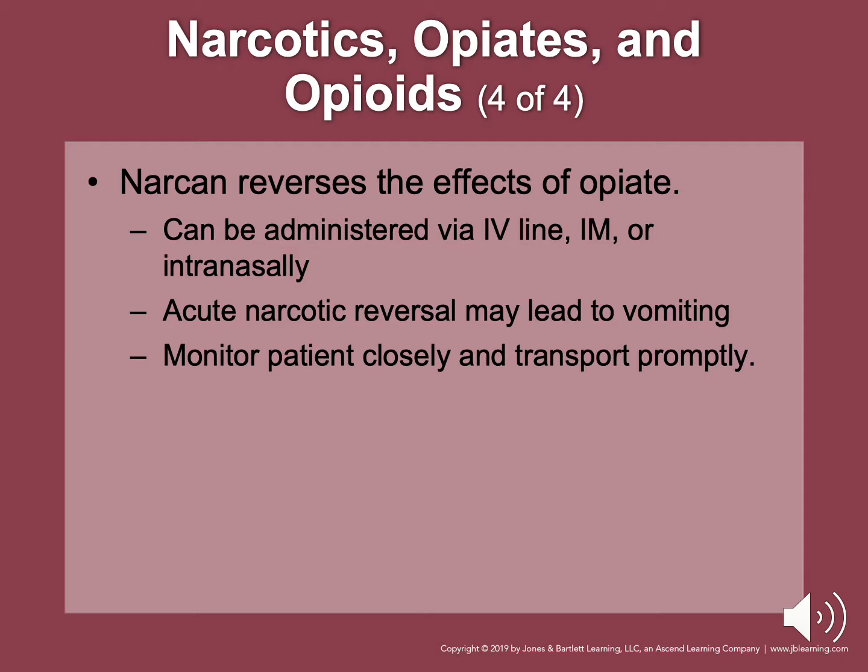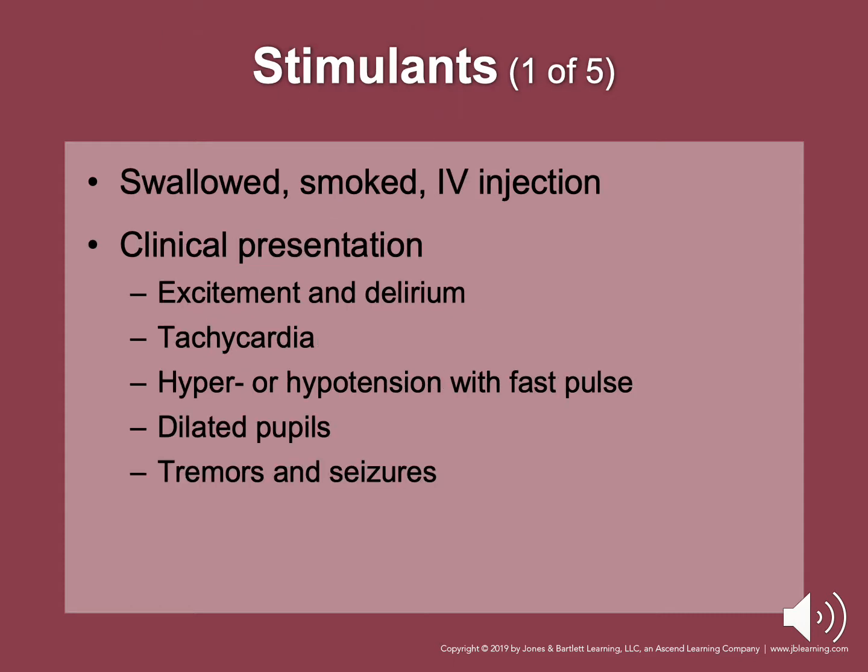All right, stimulants are swallowed, smoked, or IV injected. With first time use, people can become addicted within a few days. Once addicted, quitting is extremely difficult and highly unlikely. It will cause excitement, delirium, tachycardia, hypertension with a fast pulse, and dilated pupils. Also, with the narcotics, opiates, and opioids, you're going to have constricted pupils, so that's another sign of that overdose.